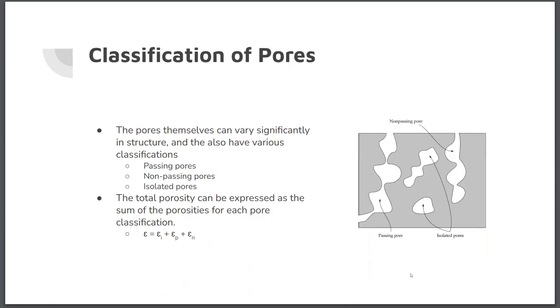We then move on to the classification of pores. As you can see in the image on the right, we have, for example, a passing pore, and in a passing pore we have an inlet and an outlet where the fluid goes through. We also have a non-passing pore where we have an inlet but we don't have an outlet, and we also have isolated pores. And we can see that the total porosity can be expressed as the sum of the porosities for each pore classification.